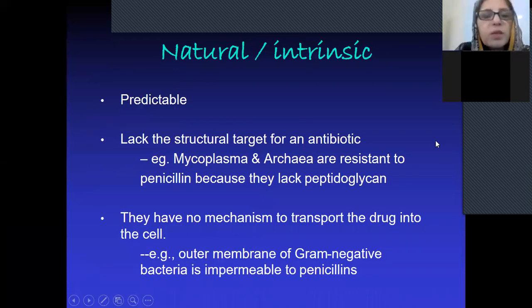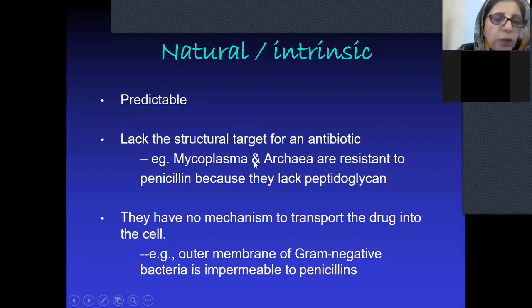Natural or intrinsic resistance is very predictable because we know that this bacteria lacks the target for an antibiotic. Therefore, that antibiotic is not going to be effective against it. For example, we were talking about mycoplasma when we were studying the bacterial anatomy. And I told you that mycoplasma has a different cell wall as compared to the gram-positive bacteria normally seen. And this is because they lack the peptidoglycan.